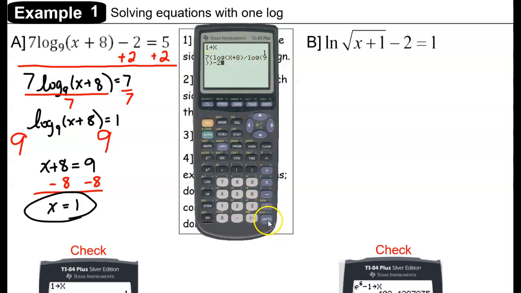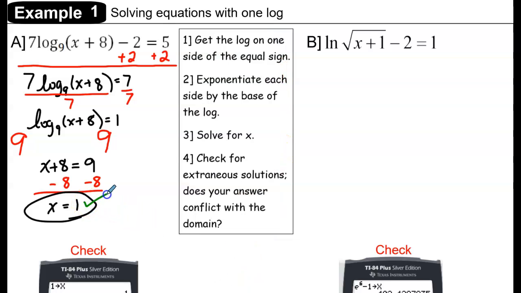And there are 2 ways to check this. One is to press enter here and see if we get the other side of the equal sign, which we do. 5 is the same as 5, so we know that checks. Or we could do the equal sign from the test menu and then type in the other side. So we've entered the entire equation, and when we press enter, we'd get a 1 for yes if it checks and a 0 for no if it doesn't, and we get a 1, so we know that x equals 1 checks as a solution.